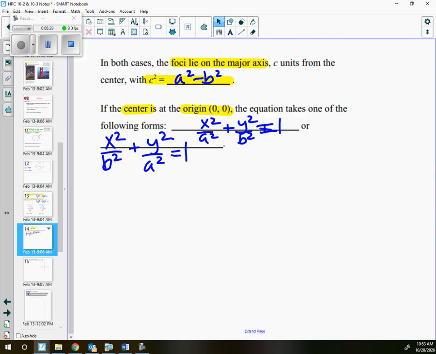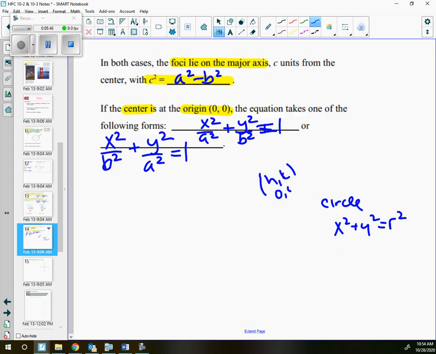If the center is at the origin, 0, 0, we have a slimmed down version, just like we do for circles. When we do a circle that's centered at the origin, remember that's just x squared plus y squared equals r squared. This is the same kind of deal. If the center is at the origin, that means the h, k is 0, 0. So that's all they're saying, is that you can have a little bit easier version if it's centered at the origin for each of those formulas. So it's something to look for if that's happening.